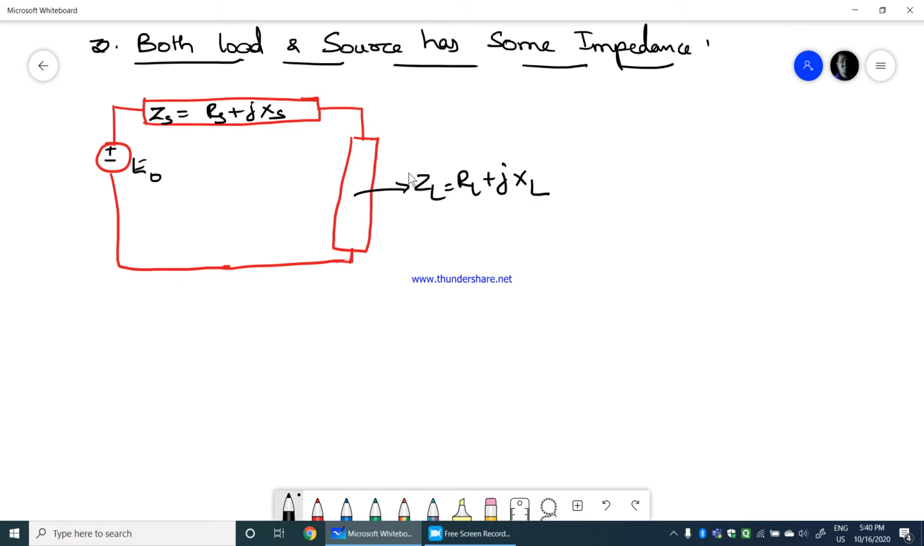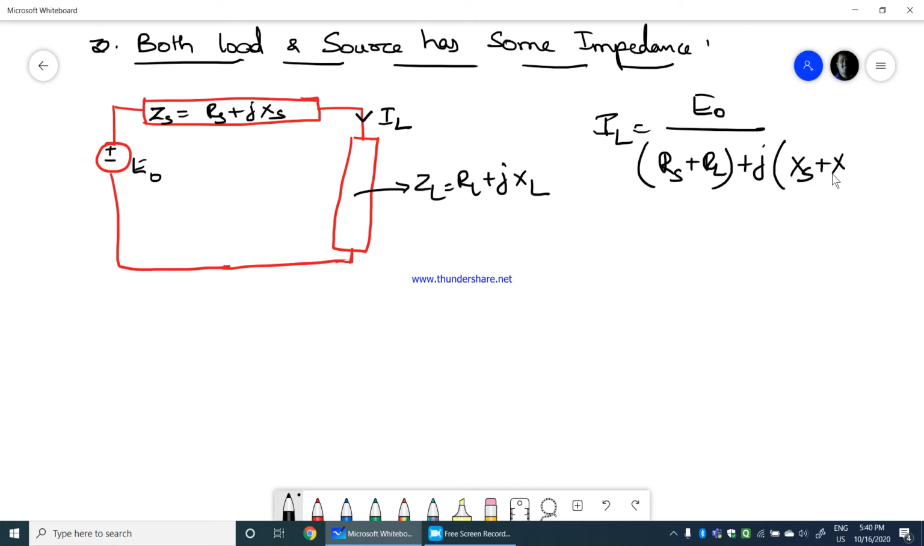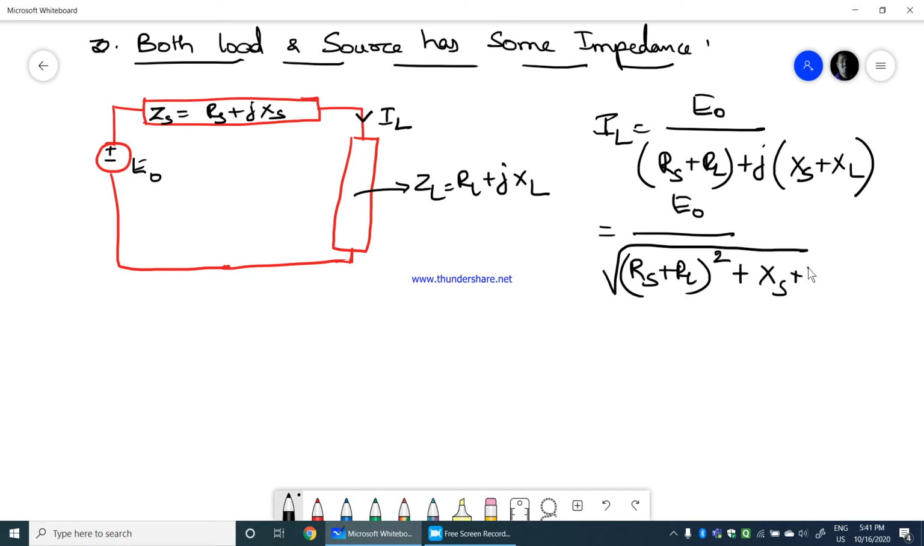Okay. So now we need to derive the condition for maximum power. Therefore, again we'll take current IL. Here IL would be equal to the total voltage E naught divided by the summation of these two impedances. Therefore it is Rs plus RL plus j into (XS plus XL). Okay. So therefore for power P, here you will take the magnitude of IL, so the magnitude would be the root of (Rs plus RL) the whole square plus (XS plus XL) the whole square.